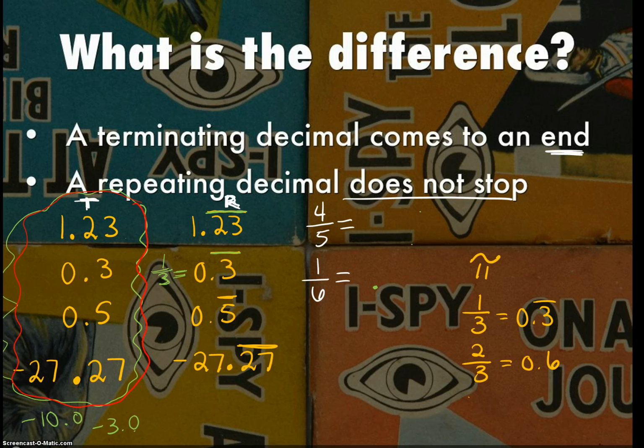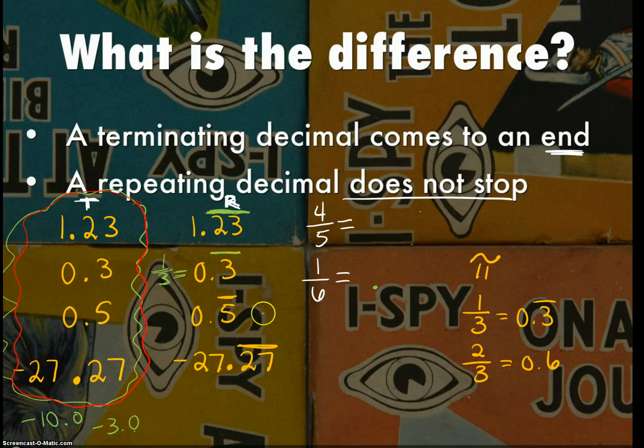A repeating decimal does not stop. It goes on forever. So the block of digits that are underneath the bar notation, they repeat. So this would be 1.23. The next set of digits would be 2323. 1/3 is the same as 0.3 forever. So the next digit would be 333.